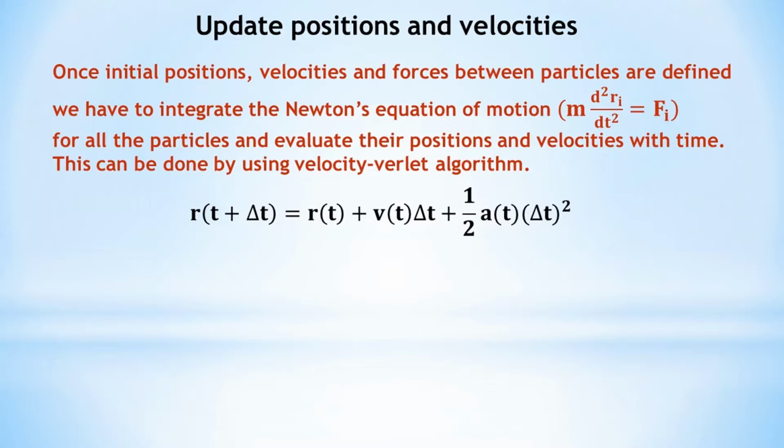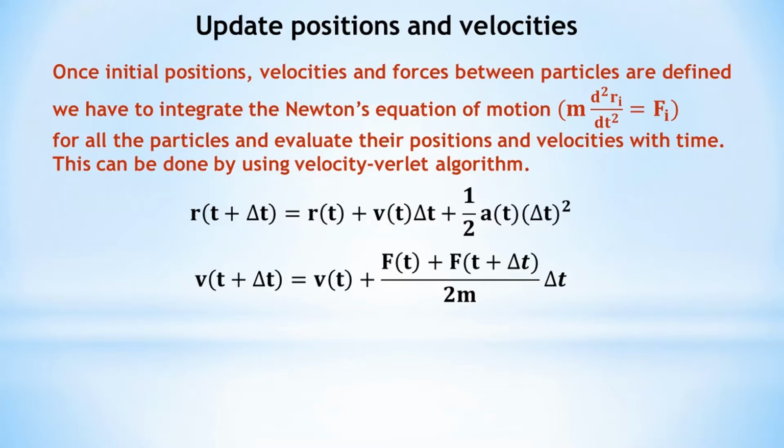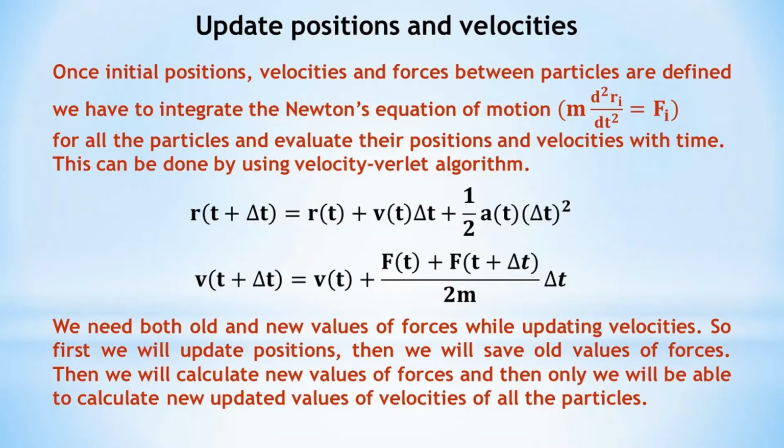So this is the expression to calculate the position at time t plus delta t. We should know the value of the position at previous time t, velocity at previous time t and the acceleration at the previous time t. This is the expression to evaluate new values of velocities, that is velocity at t plus delta t. It can be seen from the second expression that we need both old and new values of forces while updating the velocities. So first we'll have to update the positions, then we'll save the old values of forces, then we'll calculate the new values of forces, and then only we will be able to calculate the new updated values of velocities of all the particles.